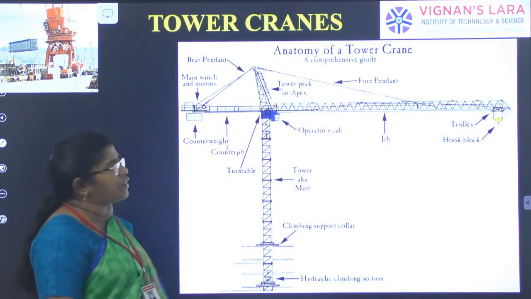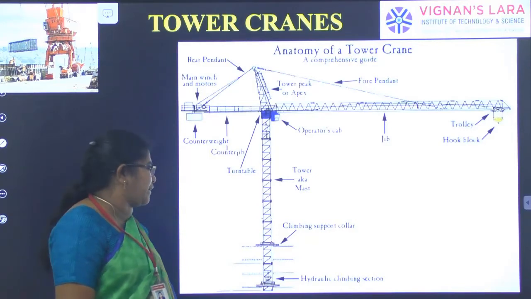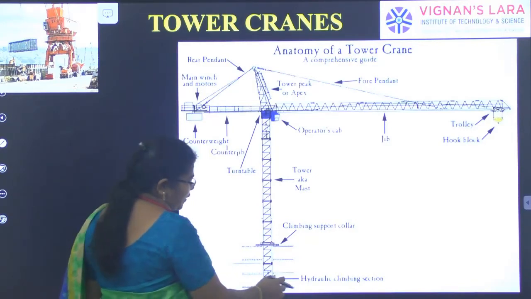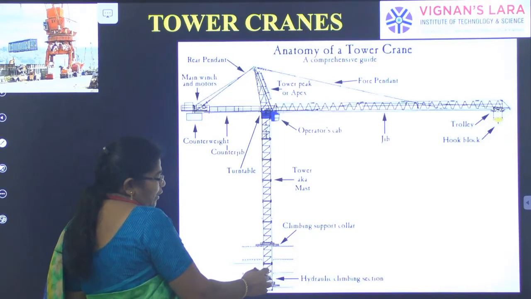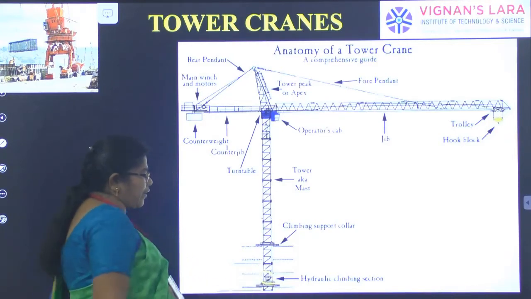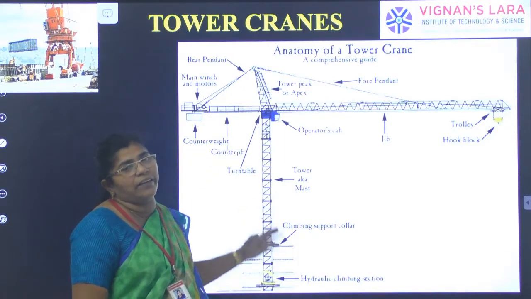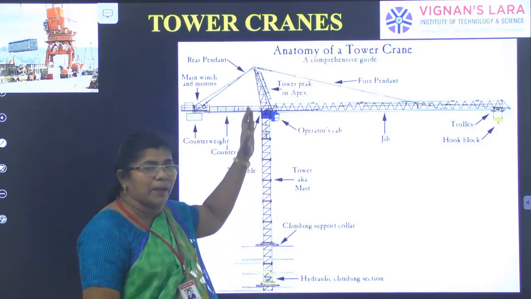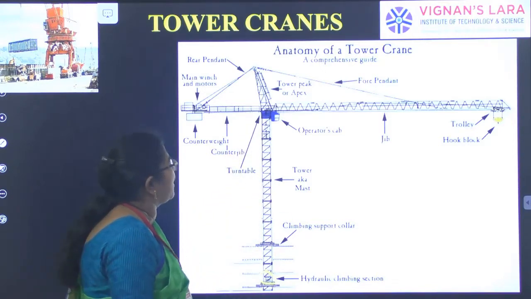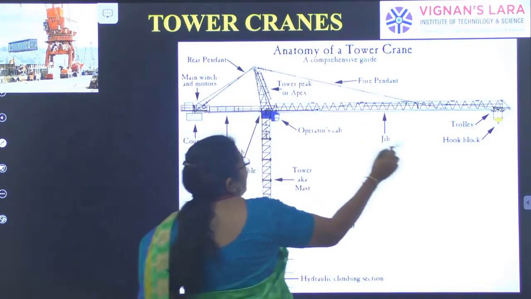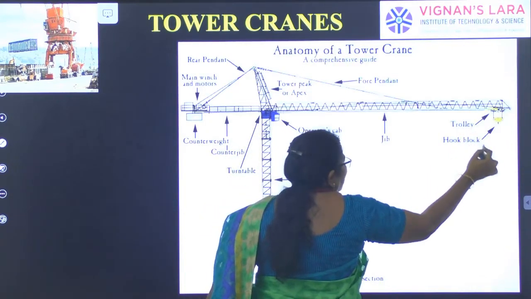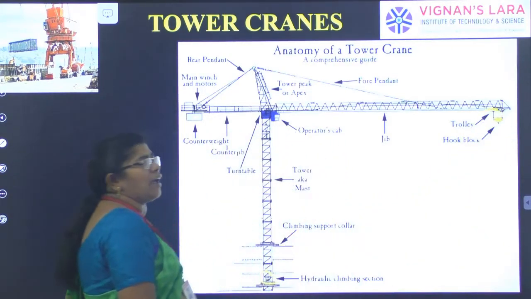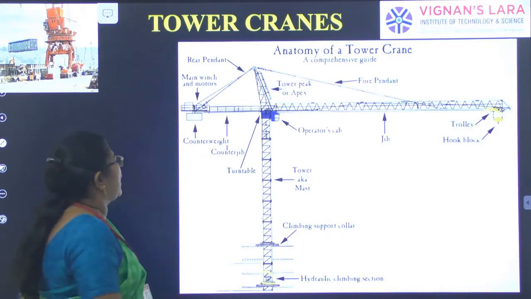So this is one of the tower cranes, a fixed crane, so it has fixity. Hydraulic climbing, that is, hydraulic load is given here, which allows the sections to be moved based on the height that is necessary, and this is the main thing. Here, the lifting is attached with a hook block, and it will lift the load and keep it.